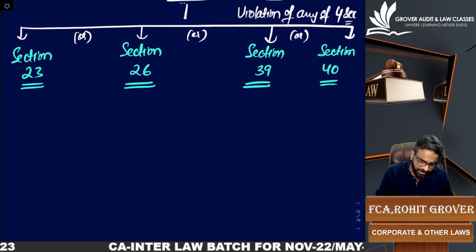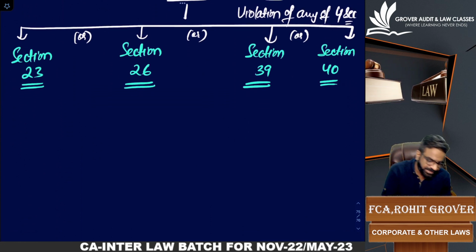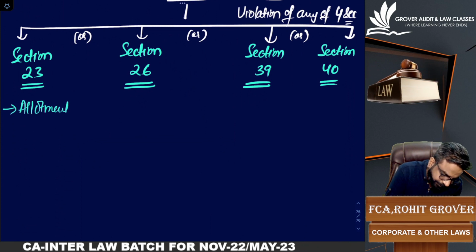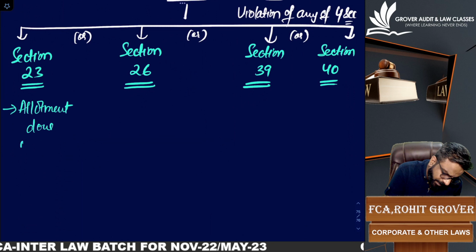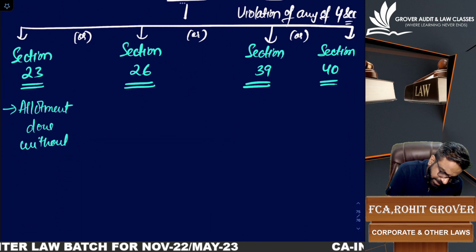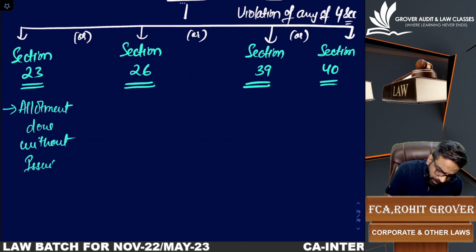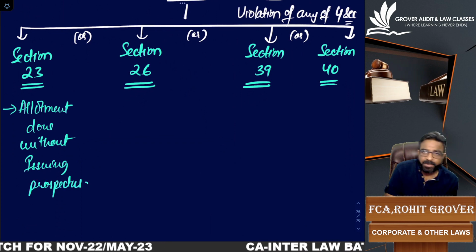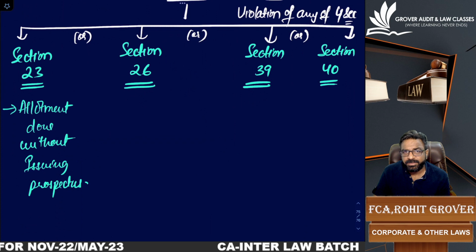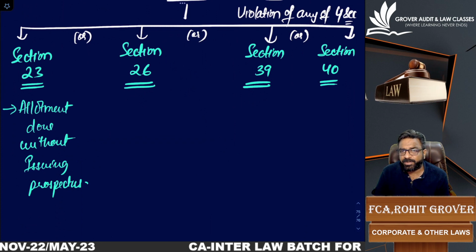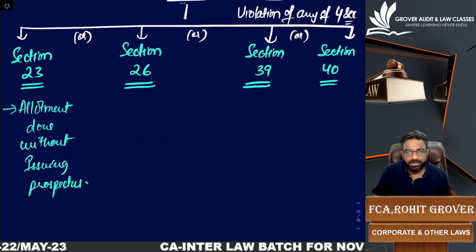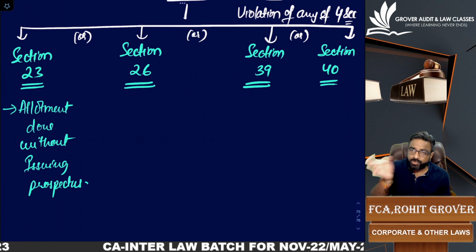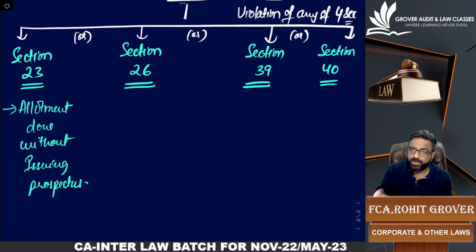Now the question is, sir, what is section number 23? Section number 23 says that allotment done without issuing a prospectus. Can anybody tell me, can you do the allotment without issuing the prospectus? Can you make a public offer without issuing the prospectus? No, sir. So you made a public offer, but you did not issue the prospectus, or you issued the prospectus, but orally, not in writing.